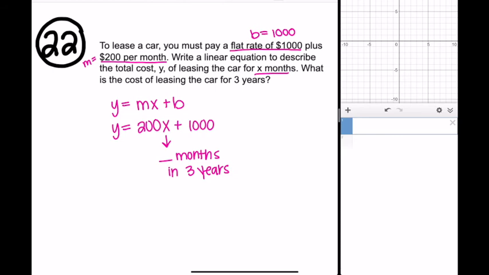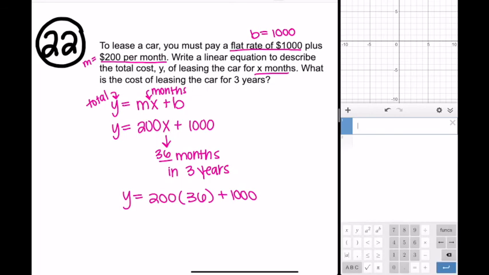Well, each year has 12 months, so 12 times 3 is 36. So there are 36 months in 3 years, which means 36 is our x value. So remember, the total is y, and the number of months is x. That's why we had to change from years to months. So the total cost y is 200 times 36 plus $1,000.